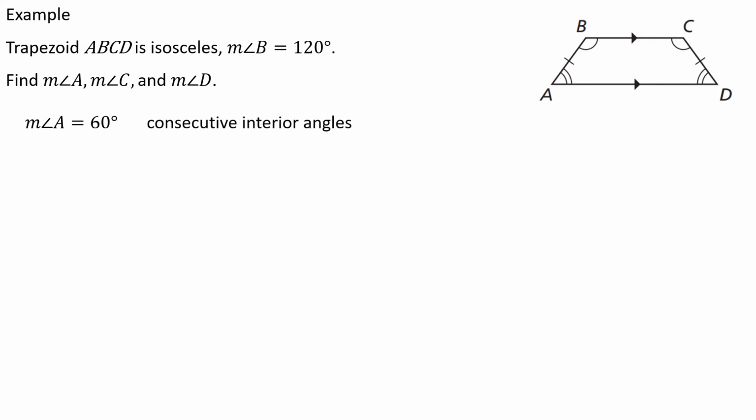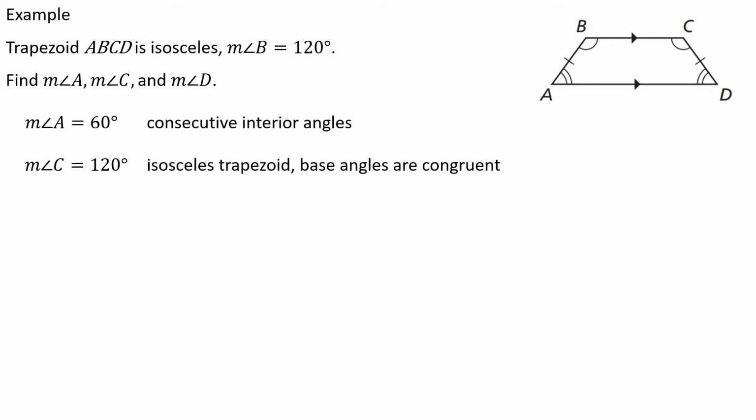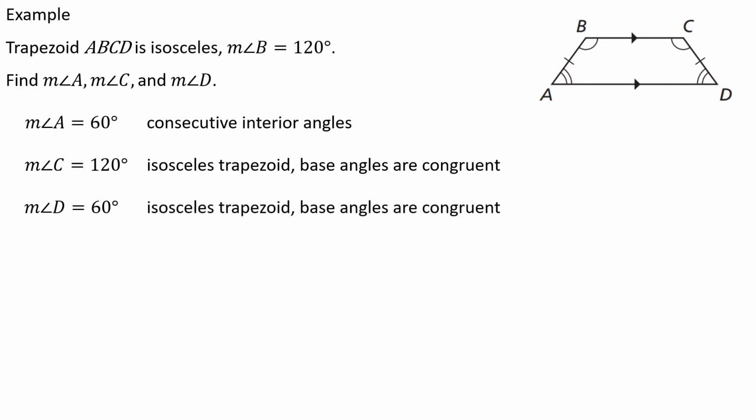Well, you say, whoa, how on earth does that come out to be 60? Remember, we've got parallel lines. Consecutive interior angles have to have a sum of 180 degrees. Angle C, of course, it's got to be congruent to its pair of the base angles. And angle D, that has to be congruent to its partner in crime, right? Angles A and D is one pair of base angles. They have to be congruent. Angles B and C are the other pair. They have to be congruent.